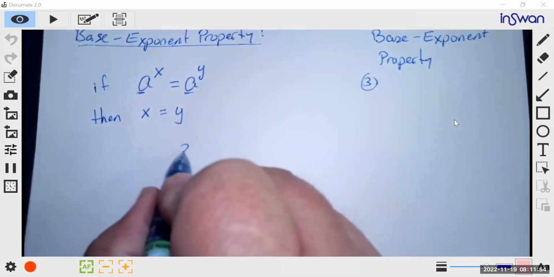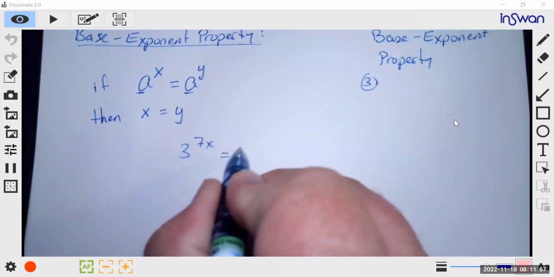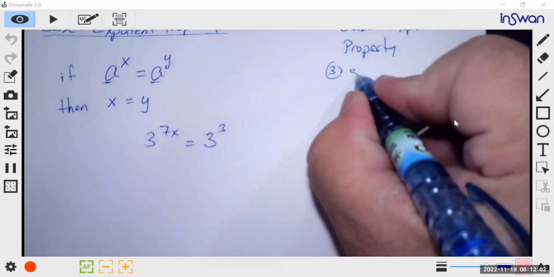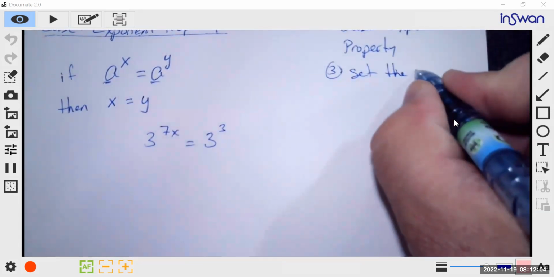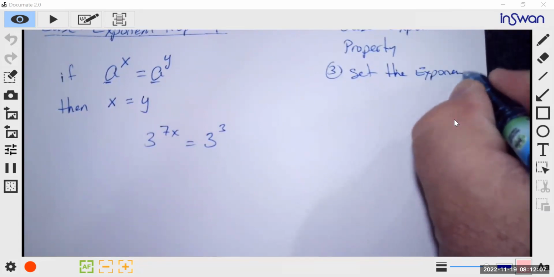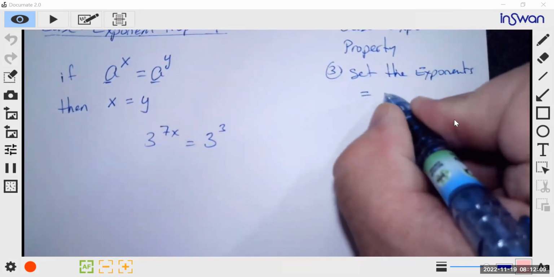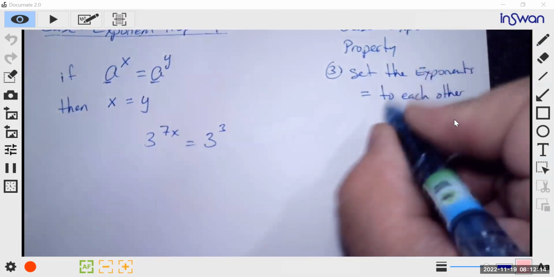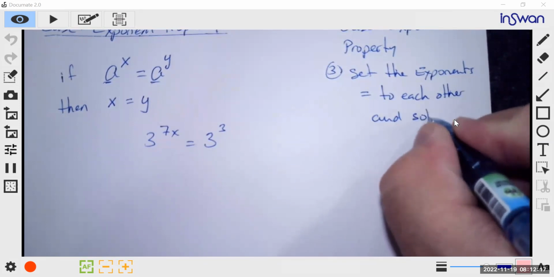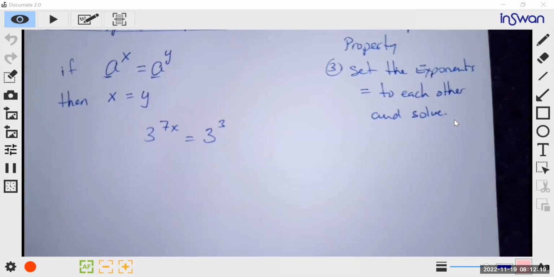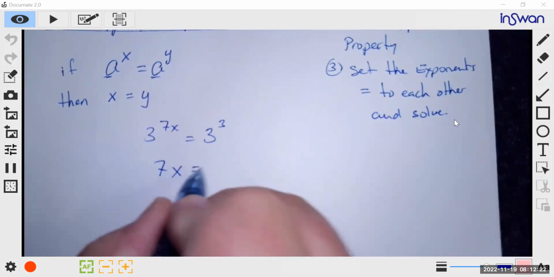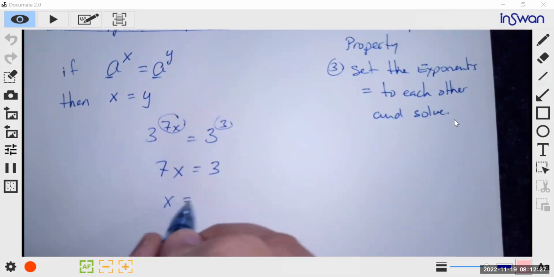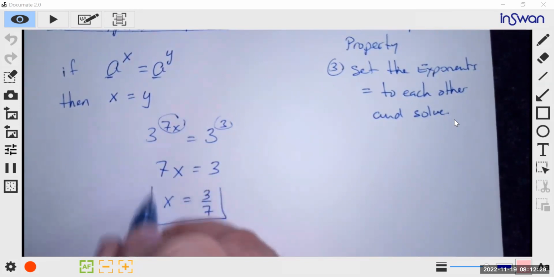So we have 3 to the power 7x equals 3 to the 3. Set the exponents equal to each other, and solve. So we know 7x equals 3. Then x equals 3 over 7. That's my solution.